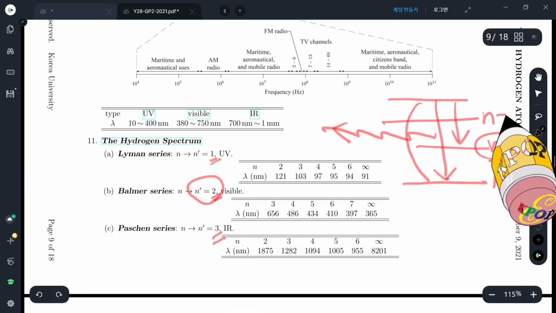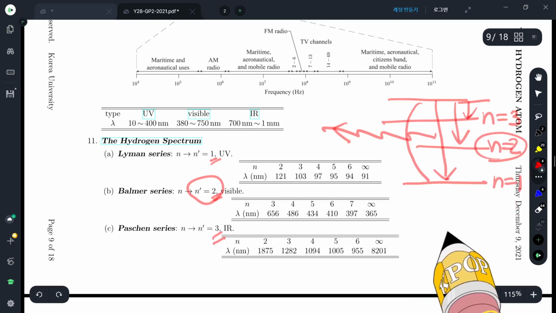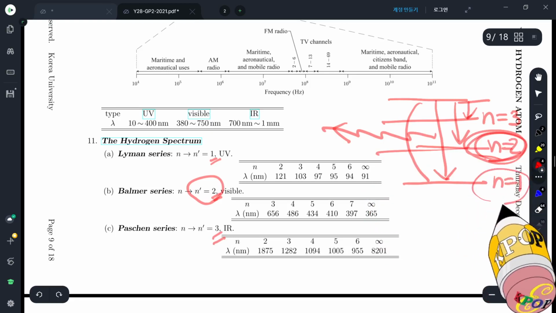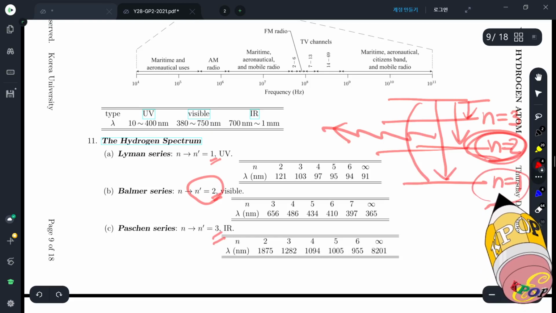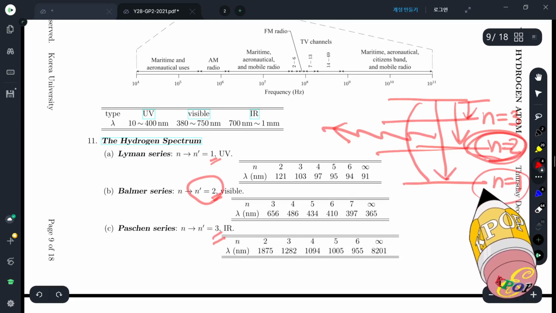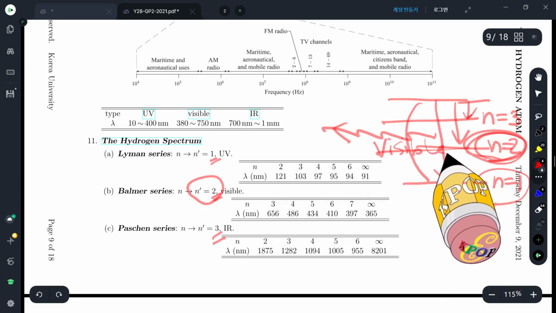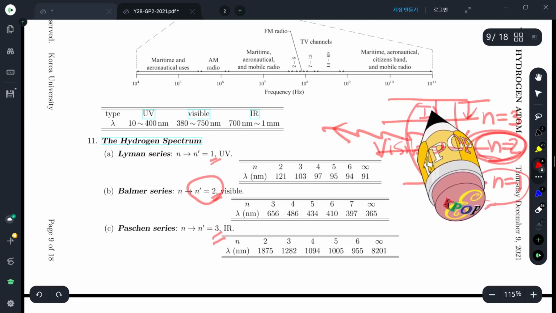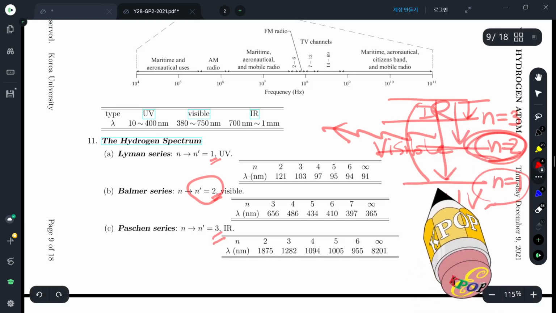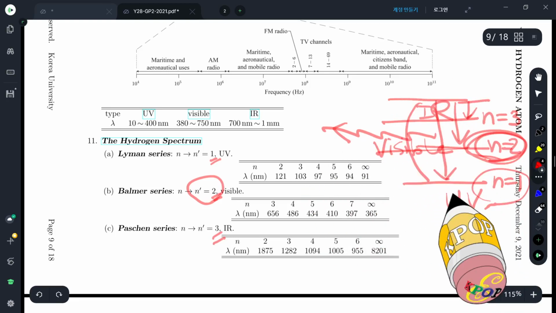And for n equals 3, now the energy gap is smaller. Very interesting to see: to n equals 2 is visible, and the bigger energy, shorter wavelength, so larger frequency, is ultraviolet. This is visible. And then it is infrared. It is not always true for any other cases, but for the hydrogen atom, it is very interesting to see the visible with our bare eyes. UV and IR are not seen with our bare eyes.